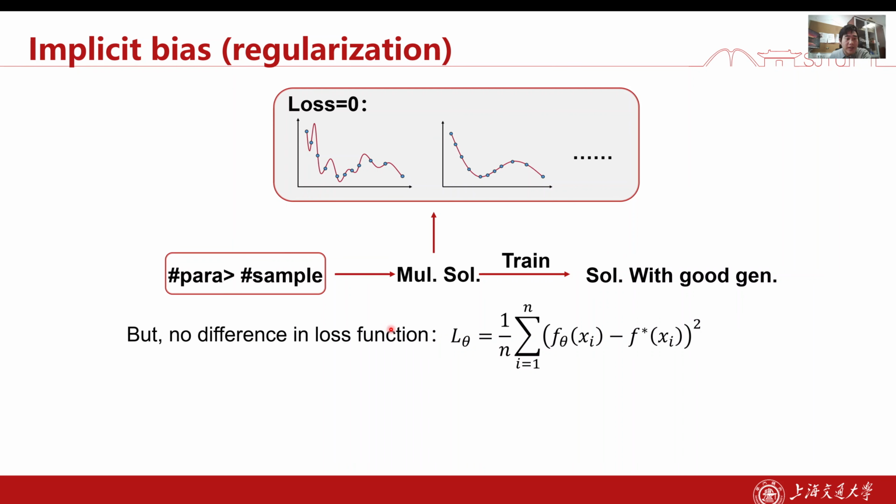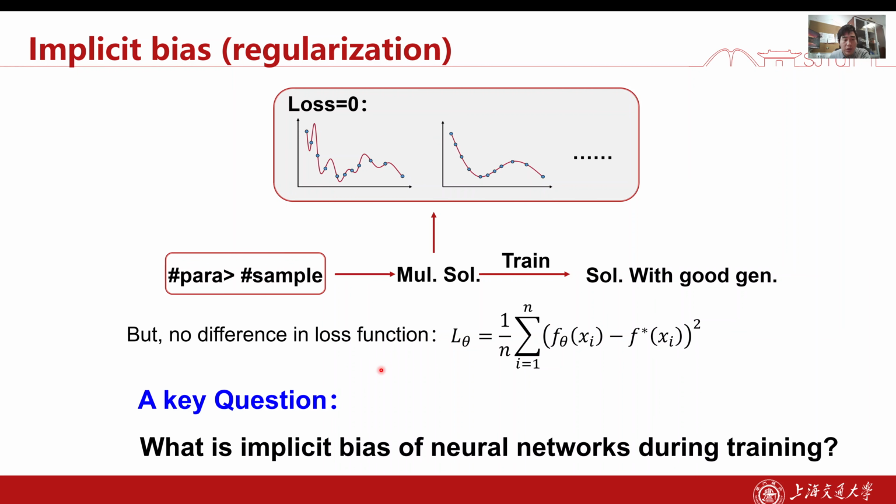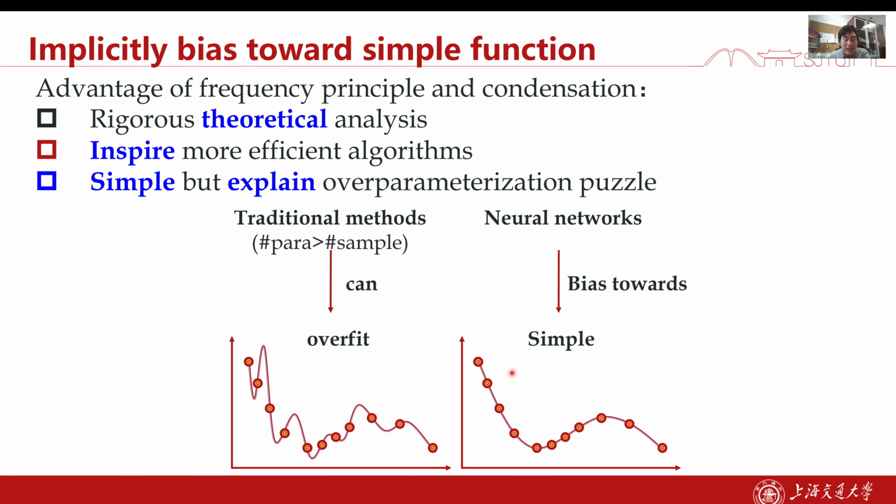However, for the loss function, these different solutions have no difference. For the loss function, they're all equal to 0. So the key question we have mentioned is, what is the implicit bias of neural networks during the training? That is the question we want to ask. So we have mentioned the frequency principle and also condensation. They are simple but with rigorous theoretical analysis, and can inspire efficient algorithms and can explain the overparameterization puzzle.